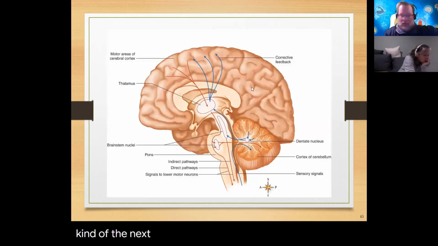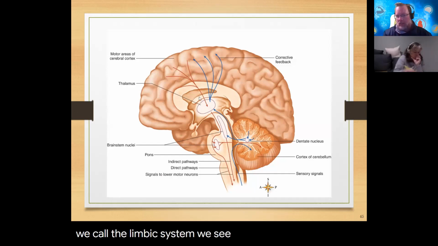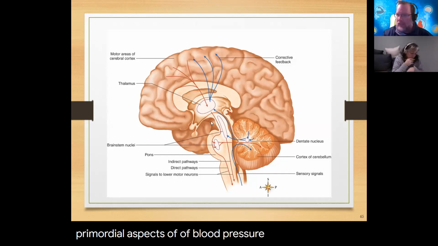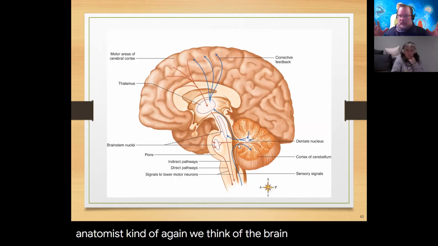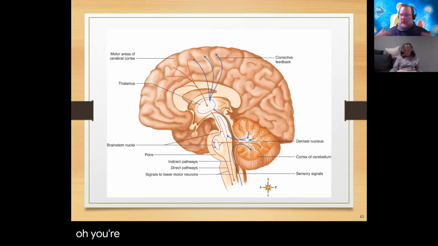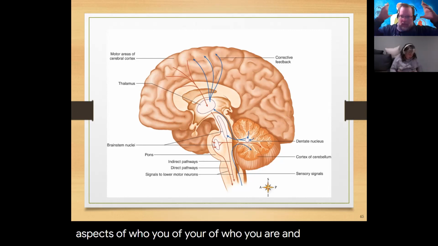The next one is another relay station. This time we're looking more or less at, again, emotional aspects, what we call the limbic system. We see the continuation of, again, primordial aspects of blood pressure and body temperature also being regulated in this area. Okay, so again, how the anatomists think of the brain is as your physical aspects of your body, the emotional aspects of who you are, and the mental aspects.